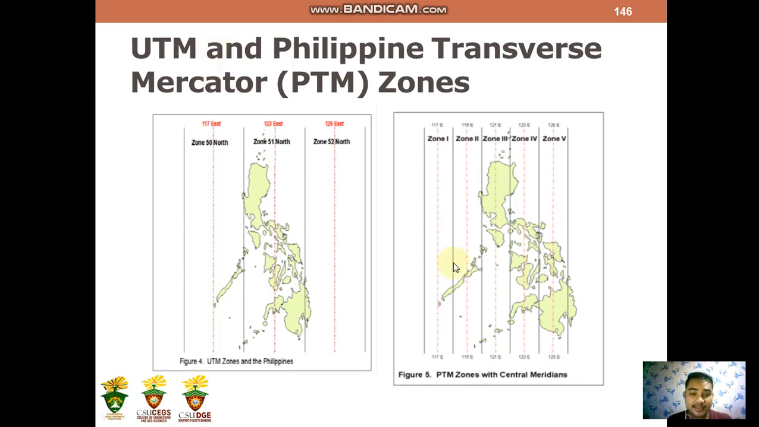So in the Philippines, the UTM falls into zones 50, 51, and 52. Each is 6 degrees, so three zones cover the Philippines. The standard meridians are 117 east, 123 east, and 129 east. But in adapting it to the Philippines, in the PTM or Philippine Transverse Mercator, it was made into zones. How many zones? Five zones, from 117 to 129, divided into zones 1, 2, 3, 4, and 5. The standard meridians are 2 degrees apart: 117, 119, 121, 123, and 125.